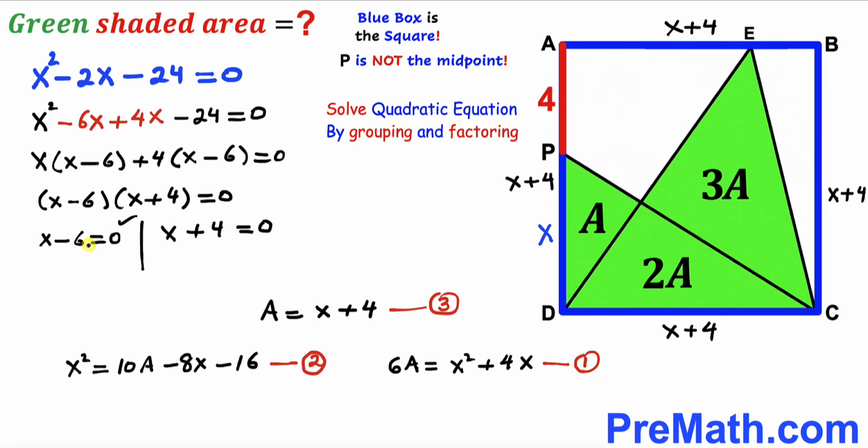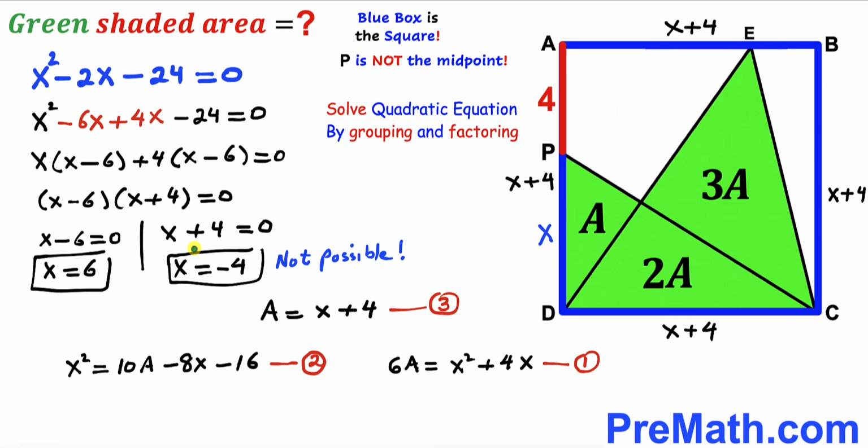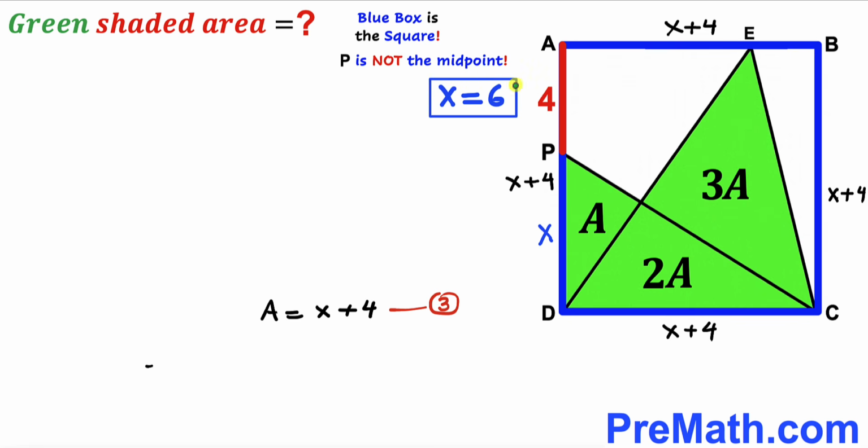And for this first term, our x value is going to be positive 6. And for this second equation, our x value is going to be negative 4. And now we can see x equal to negative 4 is not feasible since we are dealing with the side length. So therefore we are going to reject this negative value of x, and we are going to accept x equal to positive 6. So thus our x value turns out to be 6.